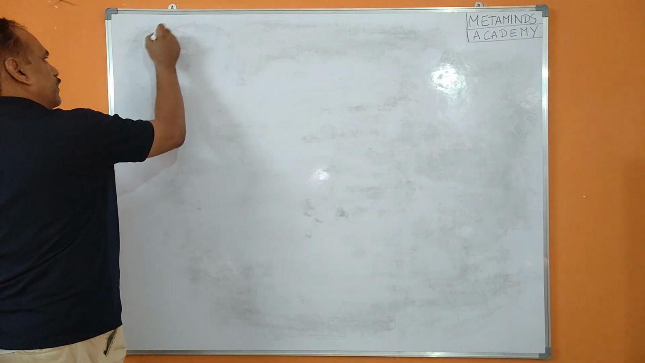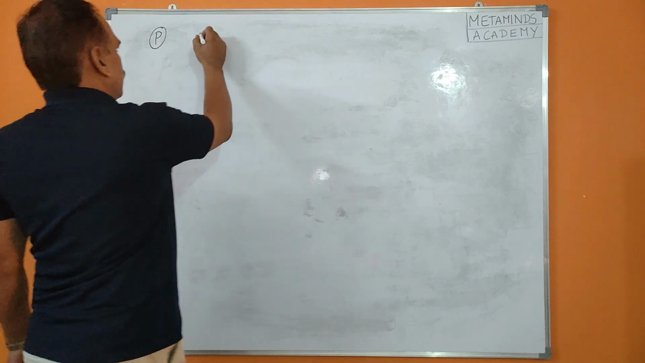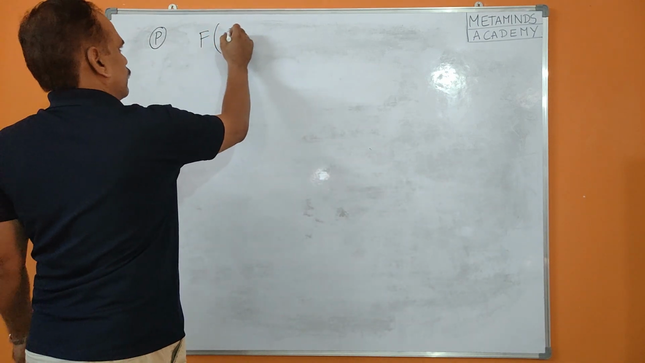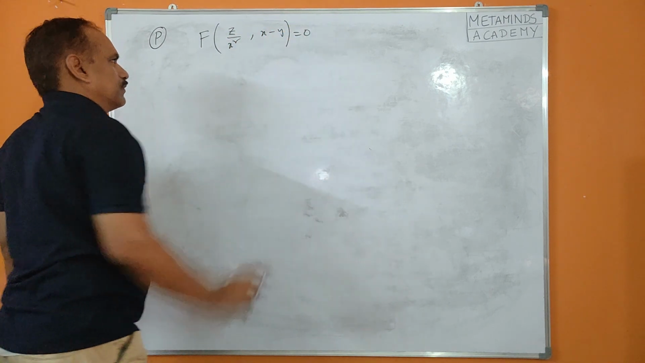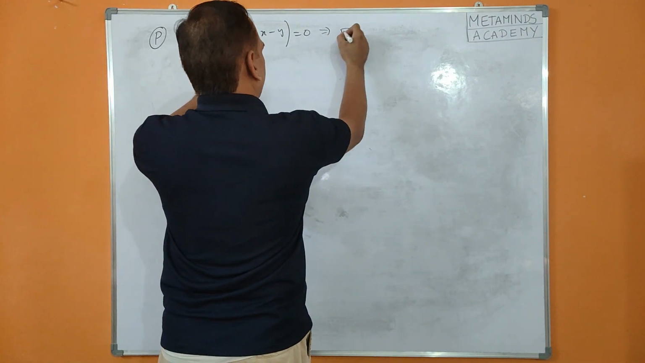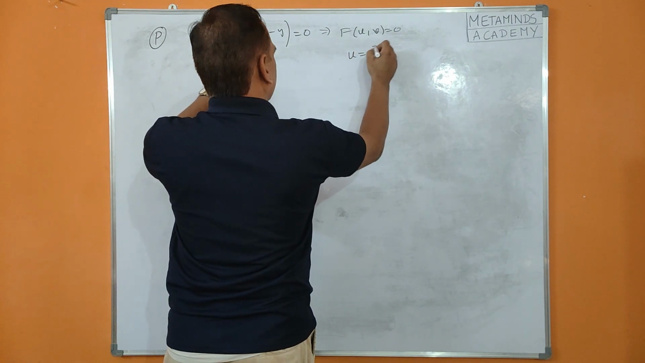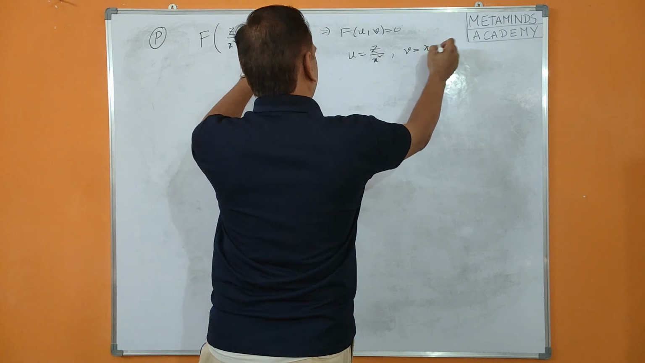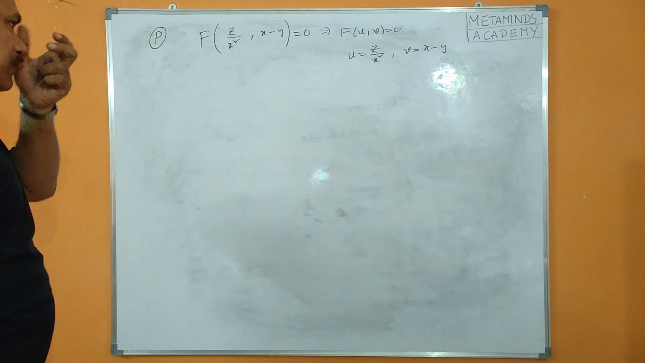Now let us take one more problem, the last problem of this lecture. F of (z by x square, comma x minus y) equal to 0. So you can write it as F of (u, v) equal to 0, where u is z by x square and v is x minus y.